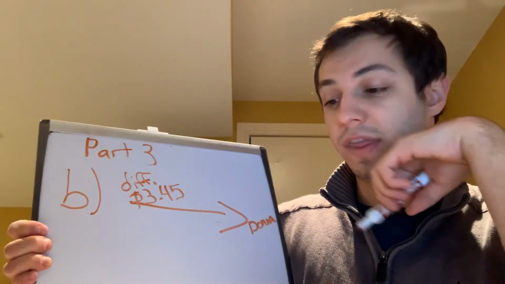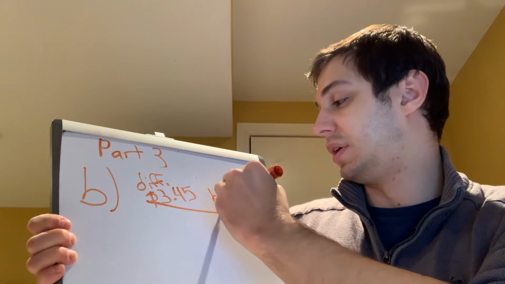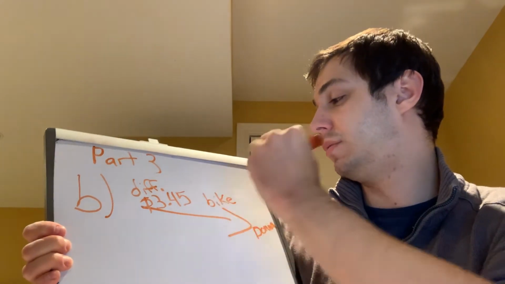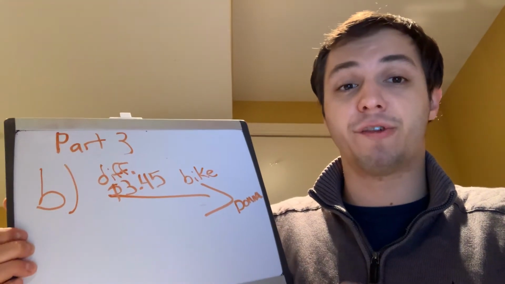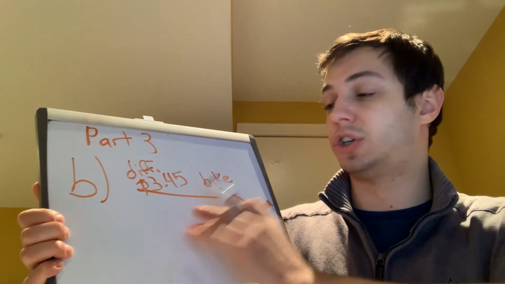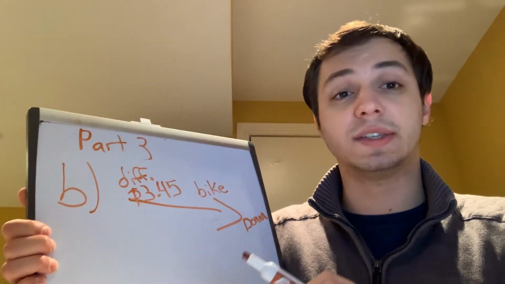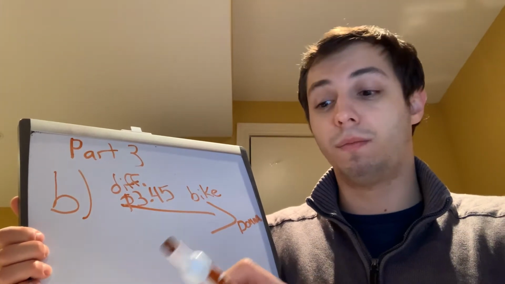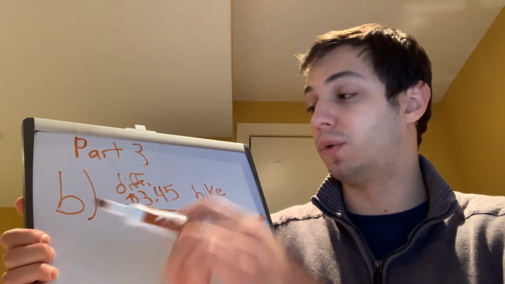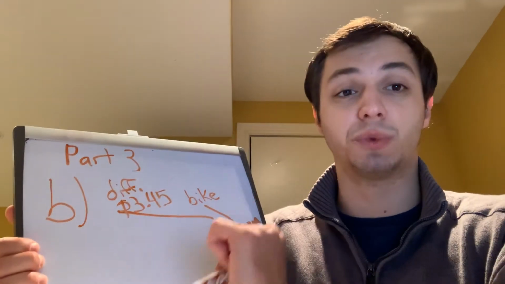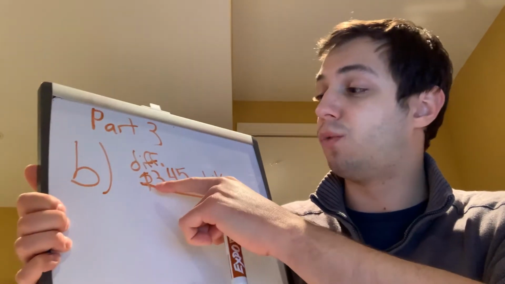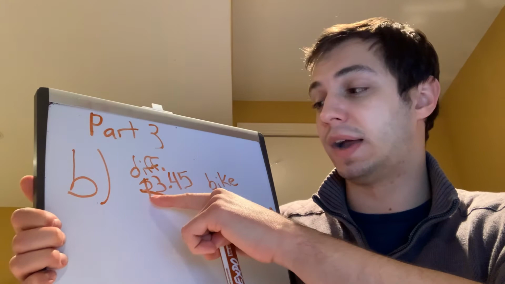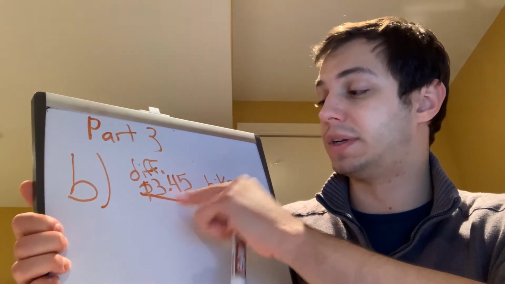That means that the bike is going to be our little number. We don't have any more information, so we're done for this question. Once again, we knew that it's a difference problem because it had the keyword more. The number that was right in front of our keyword is our difference number, which was $3.45. Once again, since we're dealing with money, I had to put in my dollar sign and my decimal.